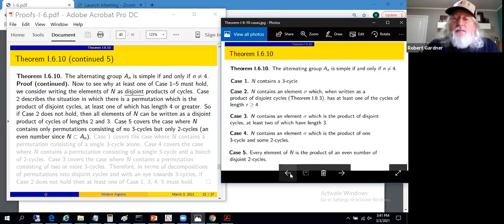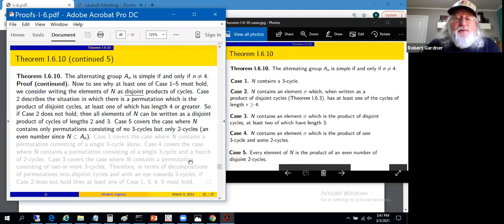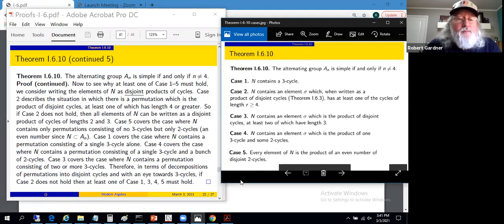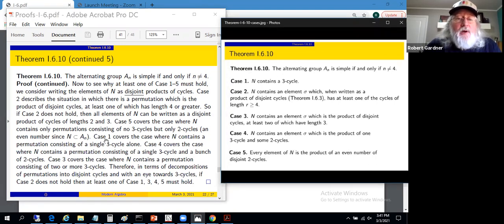Oops. Don't need that. Need this one to advance. Case 1 covers the case when n contains a permutation consisting of a single 3 cycle alone. That was really the lemma that we had, lemma 6.11.